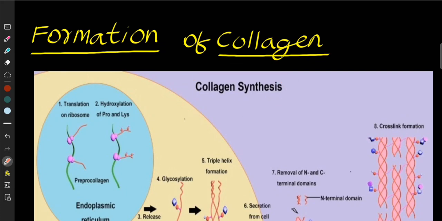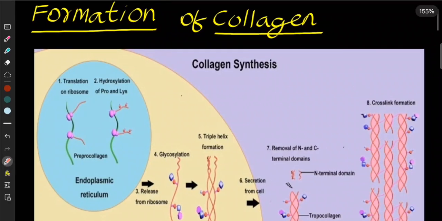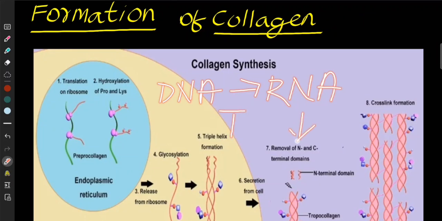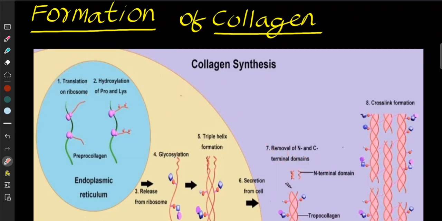When we talk about the synthesis of collagen, there is a gene which is present in the DNA, right? And then the DNA will be converted into RNA, and this process is known as transcription. After the RNA is made, the RNA will be translated into protein. As you can see over here, translation is taking place on the ribosome. And after translation, the protein which is formed is known as pre-procollagen, right?